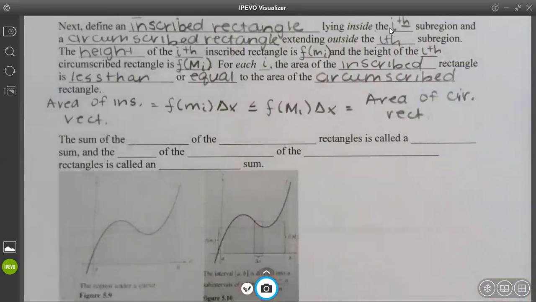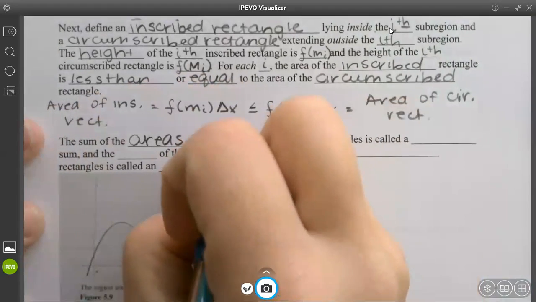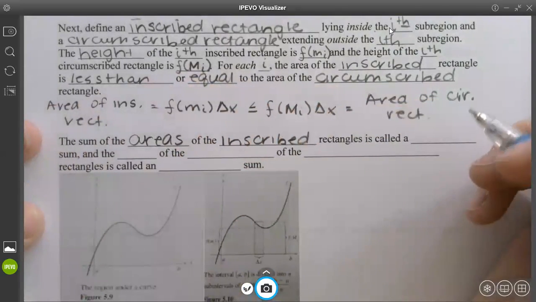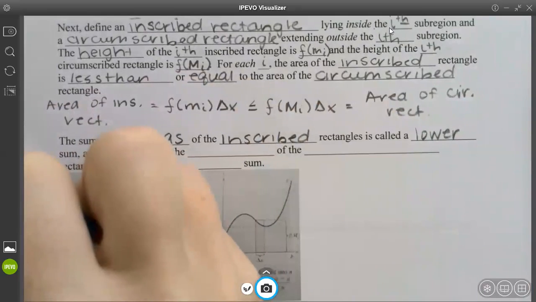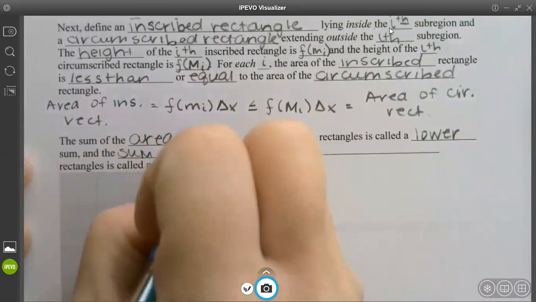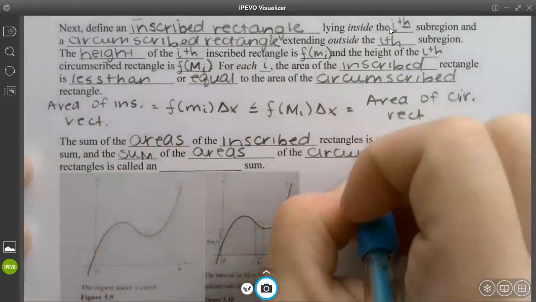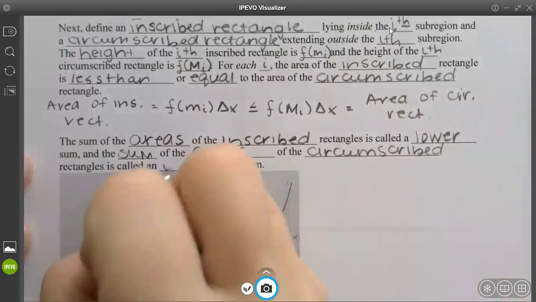And again, all it's getting you to understand is that if it's under the curve, it's a minimum, or it's lower. If it's above the curve, it's maximum, or it's upper. All right, so the sum of the areas of the inscribed rectangles is called a lower sum, and the sum of the areas of the circumscribed rectangles is called an upper sum.